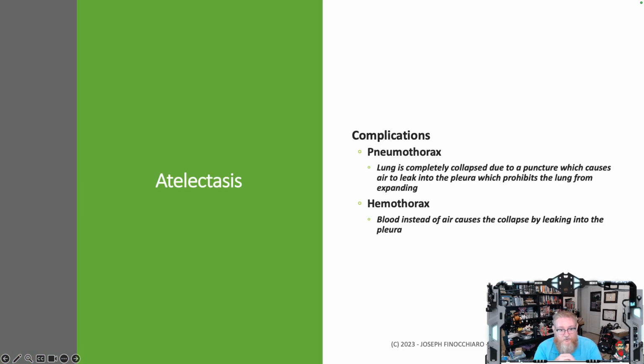Complications? Well, you can have something called pneumothorax, where the lung is completely collapsed due to a puncture which causes air to leak into the pleura, which prohibits the lung from expanding. And hemothorax, where blood leaks into the cavity instead of air, which causes the collapse by leaking into the pleura. So as the space fills with blood, the lung cannot expand.